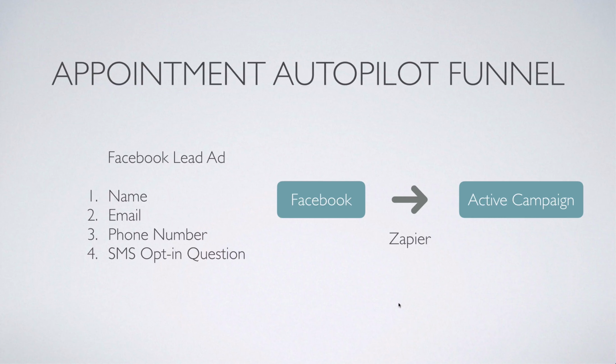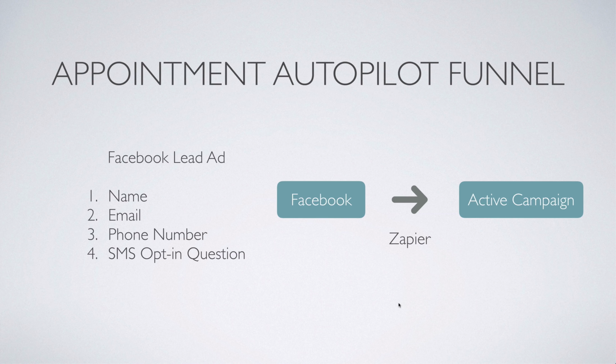Today's video, we're going to go through the Appointment AutoPilot Funnel. This is going to allow you to take a lead from a Facebook lead ad, put them into your Active Campaign account, and then push them through a series of stages to get to the ultimate goal, which is to buy your service or product. We're going to start by covering the basics of what we want to do from Facebook, and then we'll go into the Active Campaign setup and how that works with YetiText.